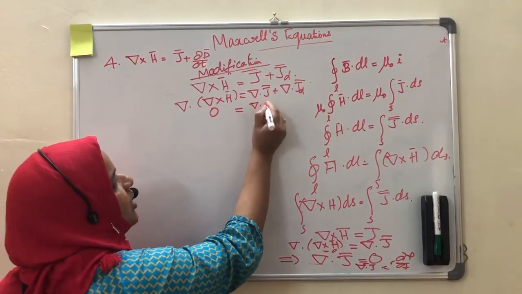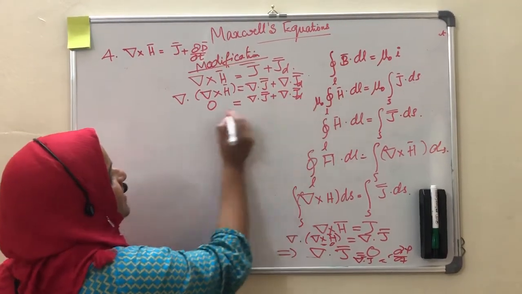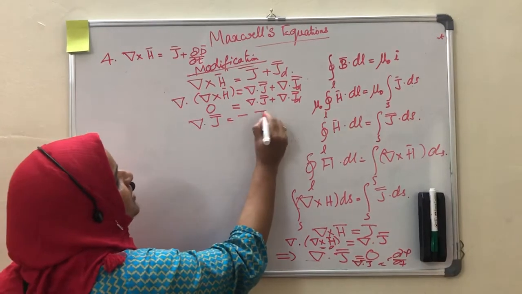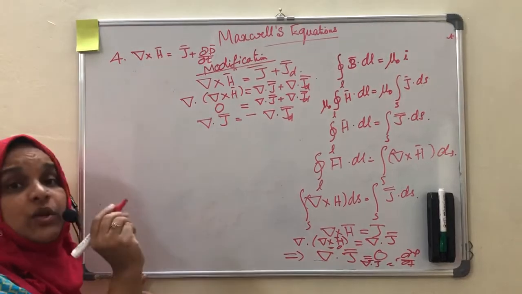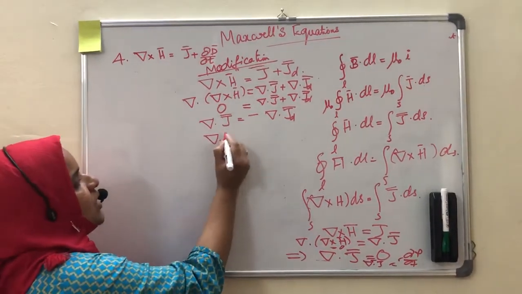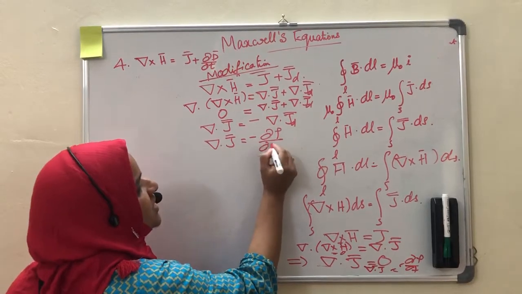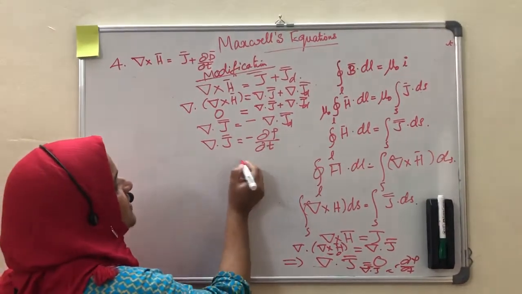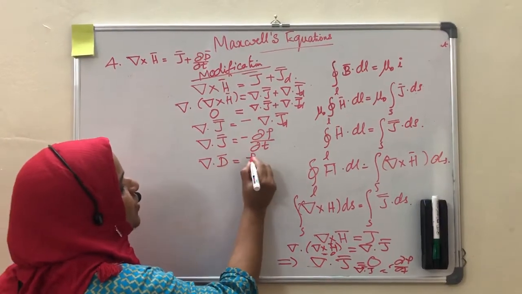Remaining terms are del dot J plus del dot JD on the right hand side. This shows that del dot J is equal to minus del dot JD. Also, from the equation of continuity, you know that del dot J is equal to minus dou rho by dou T, where rho is the charge density. So this, from the first Maxwell's equation, del dot D is equal to rho.